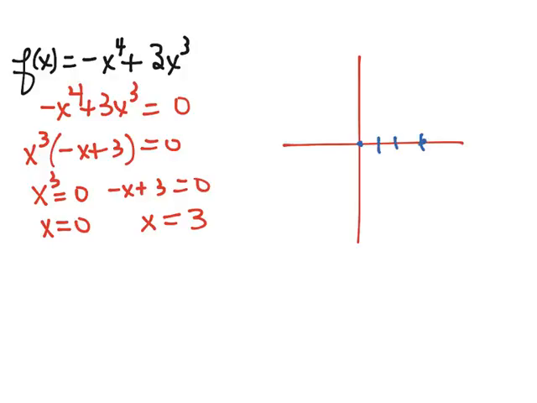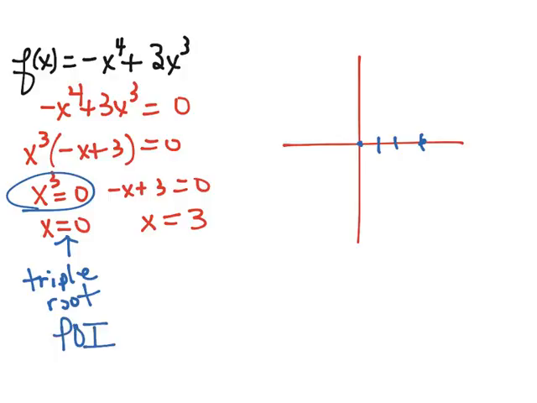And note this 0 at 0 comes from x cubed. So this is a triple root. We have a multiplicity of 3. So when we have a multiplicity of 3, that means that we're going to have a point of inflection at 0. This is a place where the concavity of the graph changes.